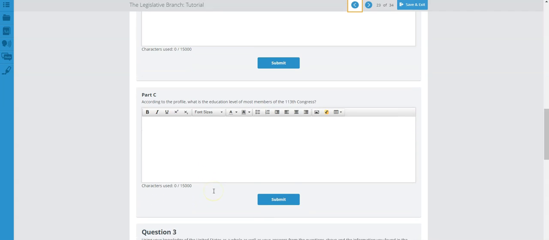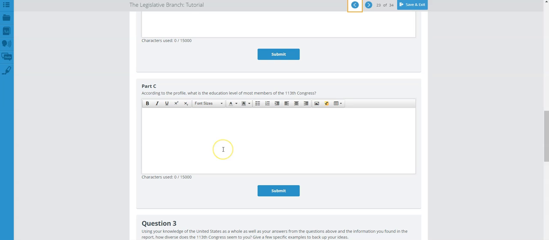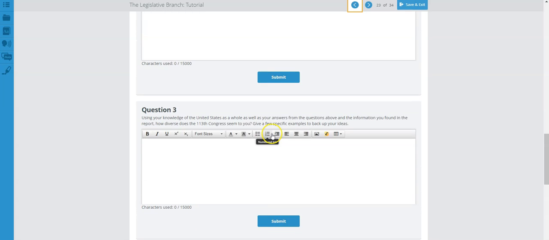And the same thing for part C, which says, according to the profile, what is the educational level of most members of the 113th Congress? Are they like high school graduates? Do they have like an AA degree? Are they like attorneys? Or do they hold like a bachelor's degree? And make a list of what you see based on the information that you have.